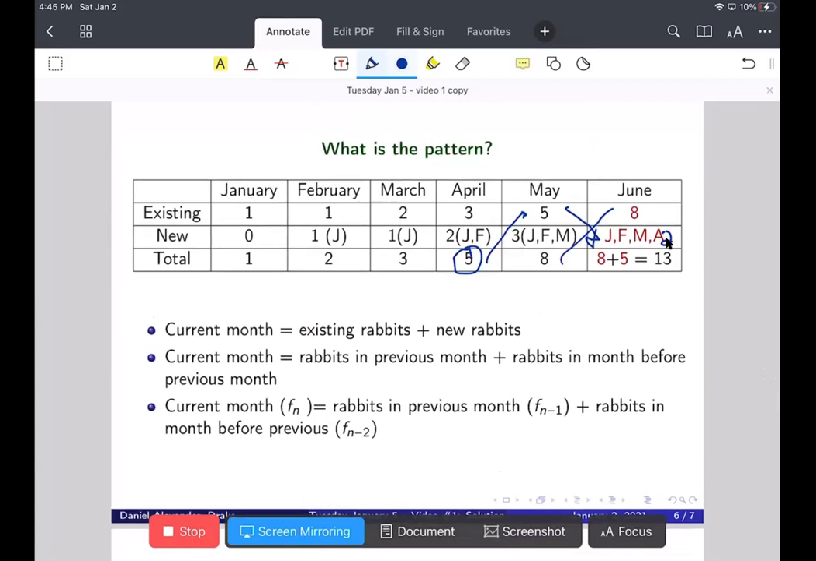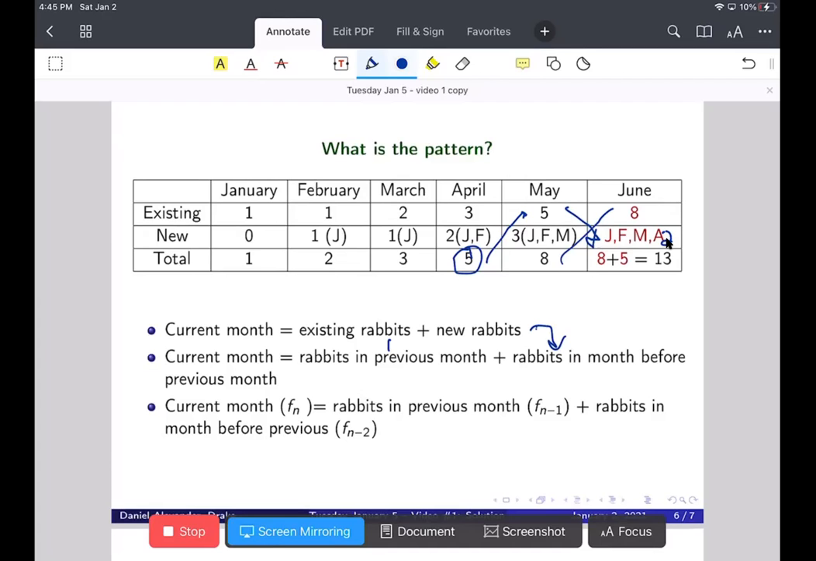In other words, the existing rabbits are the rabbits in the previous month. And the new rabbits, the new baby pairs, are going to be the pairs that were born the month before the previous month. And the current month, again, is going to be the rabbits in the previous month plus the rabbits in the month before the previous.